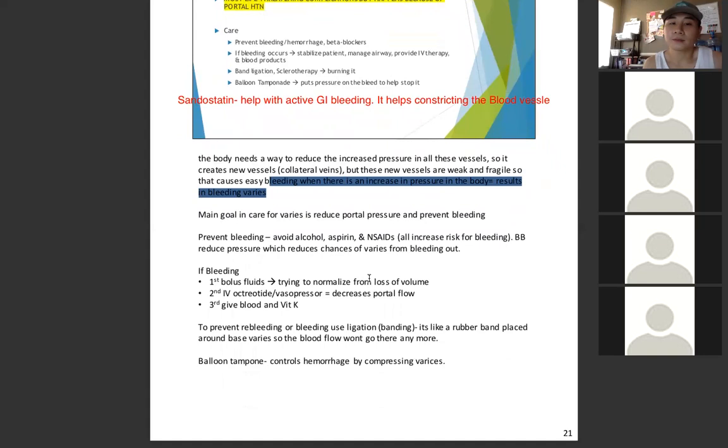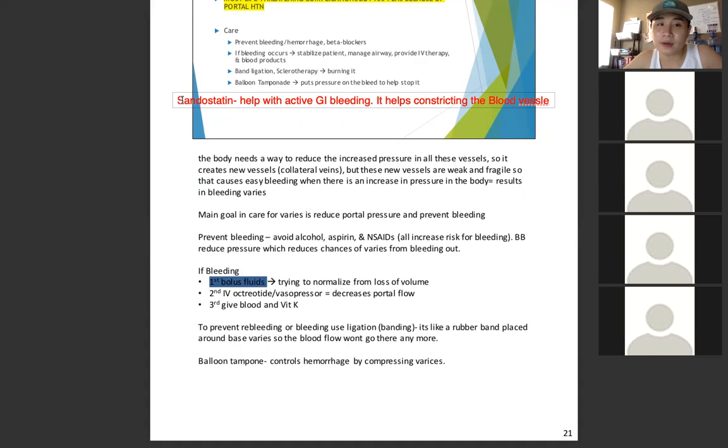So how do we prevent the bleeding? We avoid alcohol, aspirin, and NSAIDs because they have high risk for bleeding. We use beta blocker to reduce the pressure. And then if the patient is bleeding, we give them a bolus of fluid because when bleeding, fluid first, fluid fast, trying to normalize from loss of volume. Second, IV octreotide, vasopressor. So octreotide is Sandostatin. Sandostatin is the brand name of octreotide.